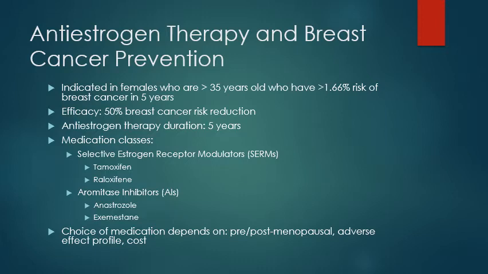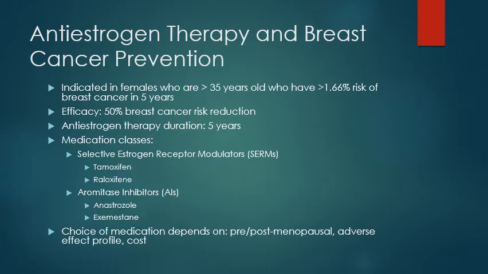Therapy can be used for breast cancer prevention. It's indicated in females who are over age 35 and who have an over 1.66 risk of getting breast cancer within 5 years. This is estimated with a model called the Gail model.